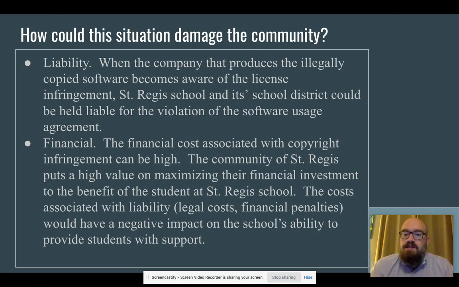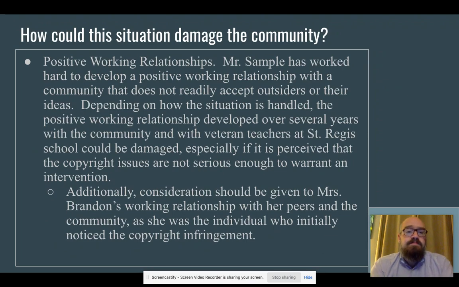I've stated the community of St. Regis puts a high value on maximizing their financial investment to the benefit of their students. The costs, though, associated with liability, the legal costs, the financial penalties, would definitely have a negative impact on the school's ability to provide student support.